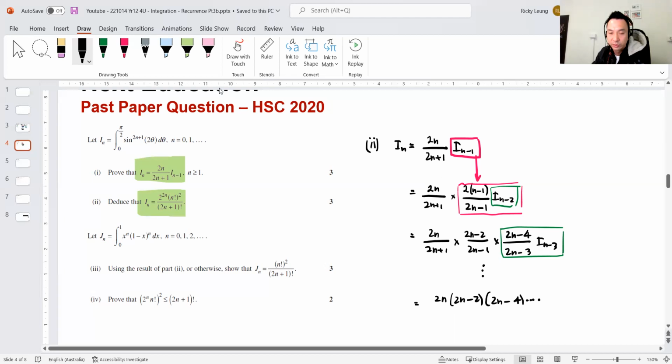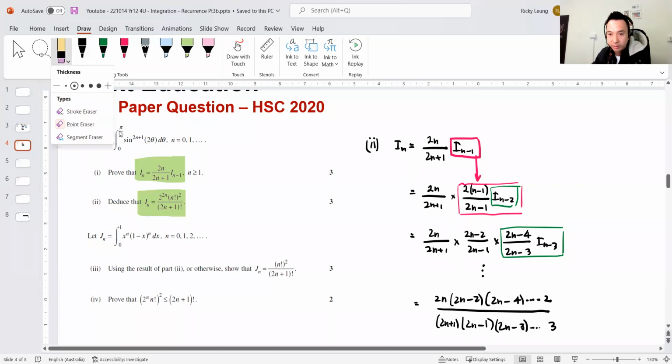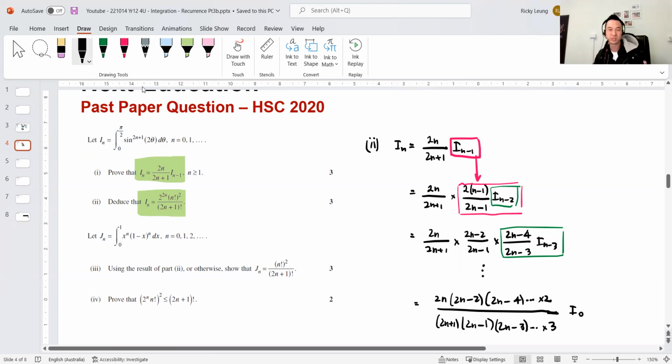So let's go when n equals 1. N equals 1, that's 2. The top number is 2, the bottom number is 3, and then that's I0. So dot, dot, dot there, and the numbers over here will be 2n plus 1, 2n minus 1, 2n minus 3, dot, dot, dot. The last number is 3, and maybe to be exact I'll put in a times, and then it's I0. Now, it's sort of taking shape.